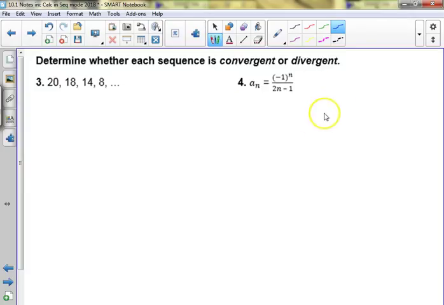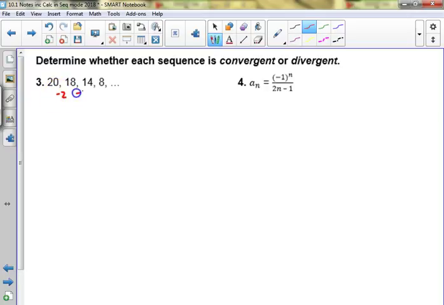Convergent or divergent, on the quiz, I don't actually give you a formula. So you can graph it if you can figure out a formula, but I don't actually give you a formula. What's this one doing? Can anybody tell? What is it doing?